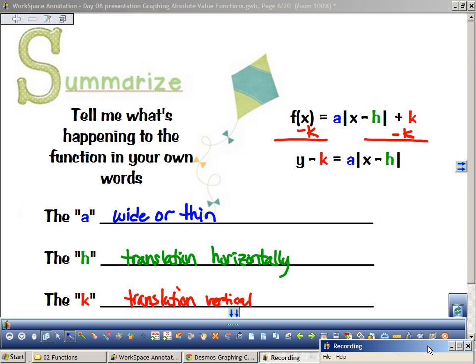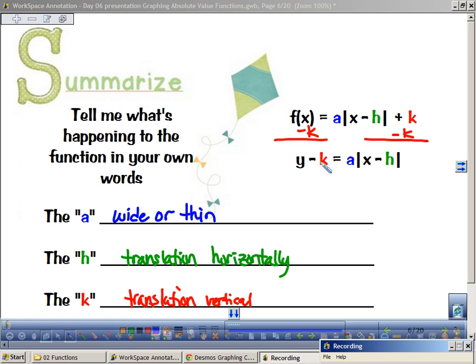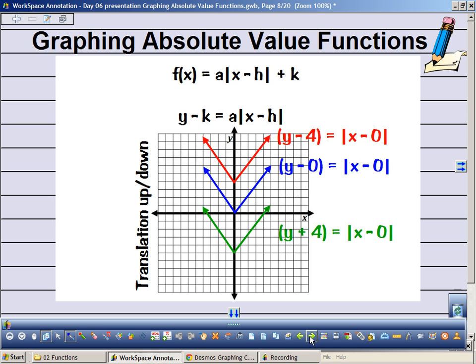So let's talk about this. Just to recap, A is what makes it wider or thinner. H is my horizontal translation, and K is my vertical translation. So let's work with that right now.